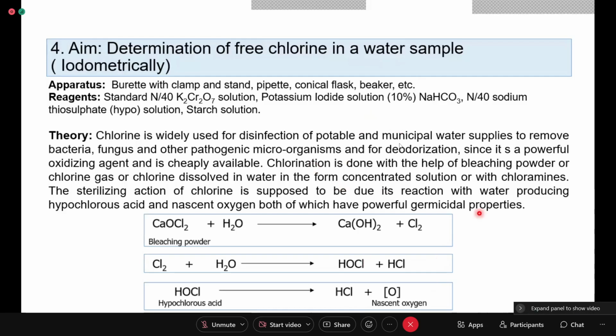Okay, so let me explain the thing. What all things you require is a burette with clamp and stand, pipette, conical flask, beaker, etc. Standard N by 40 potassium dichromate solution, potassium iodide solution, sodium bicarbonate is required, then N by 40 sodium thiosulfate solution is made, and a starch solution as an indicator is required.